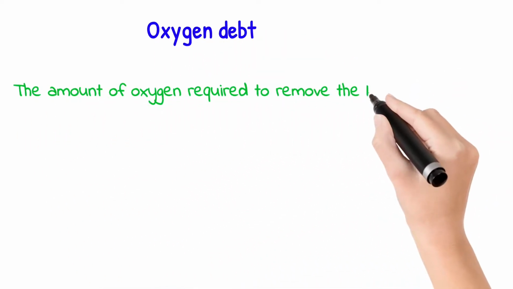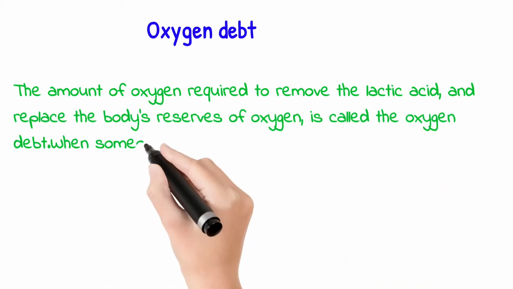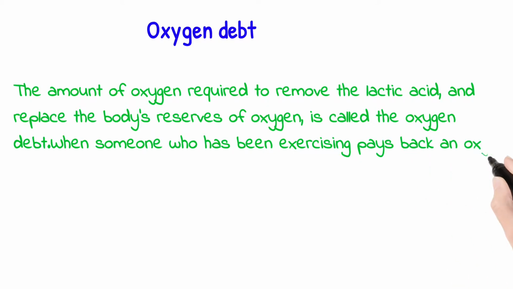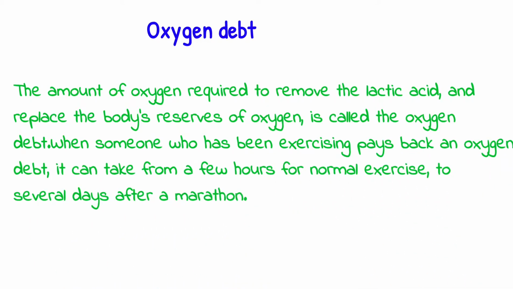The amount of oxygen required to remove the lactic acid and replace the body's reserves of oxygen is called oxygen debt. When someone who has been exercising pays back the oxygen debt, it can take from a few hours for normal exercise to several days after a marathon.